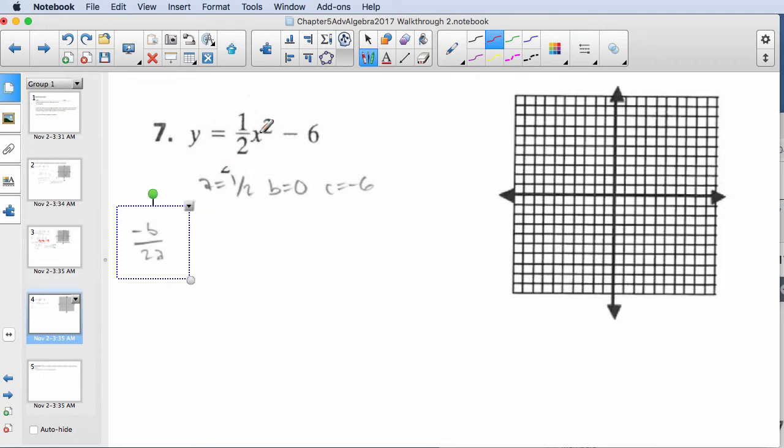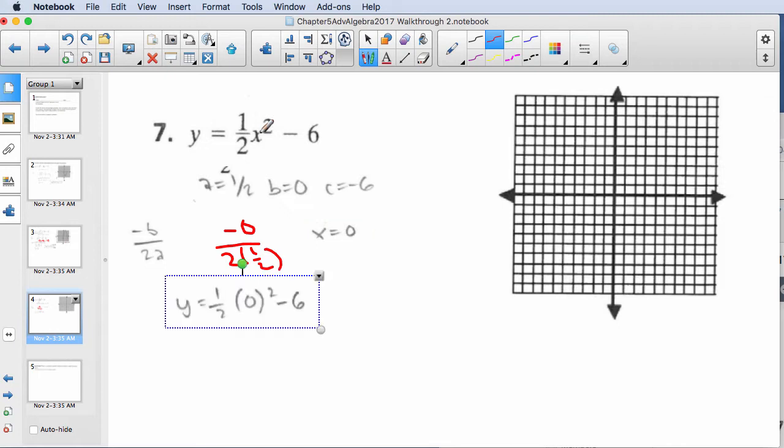b is equal to 0. Our x-coordinate of the axis of symmetry is minus b over 2a. So this is going to be minus 0 over 2 times 1/2. The student that did this didn't show their work, so I'm showing that. So x, therefore, is going to be equal to 0, as we expected.